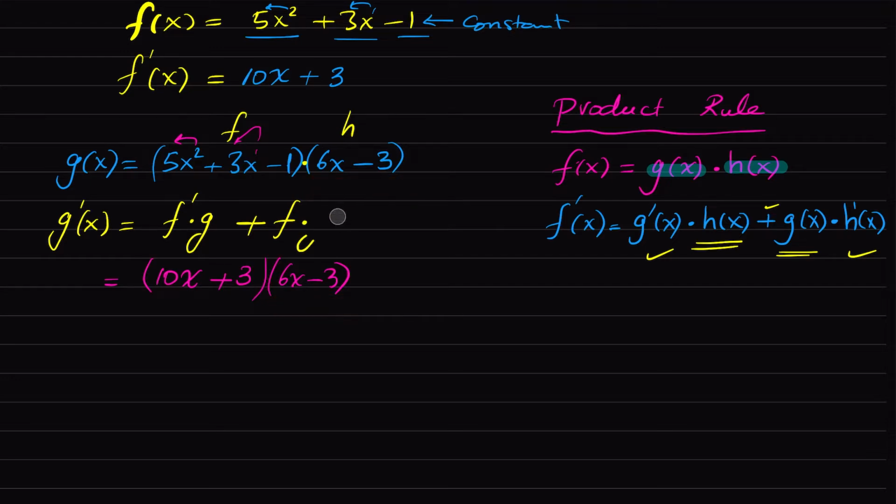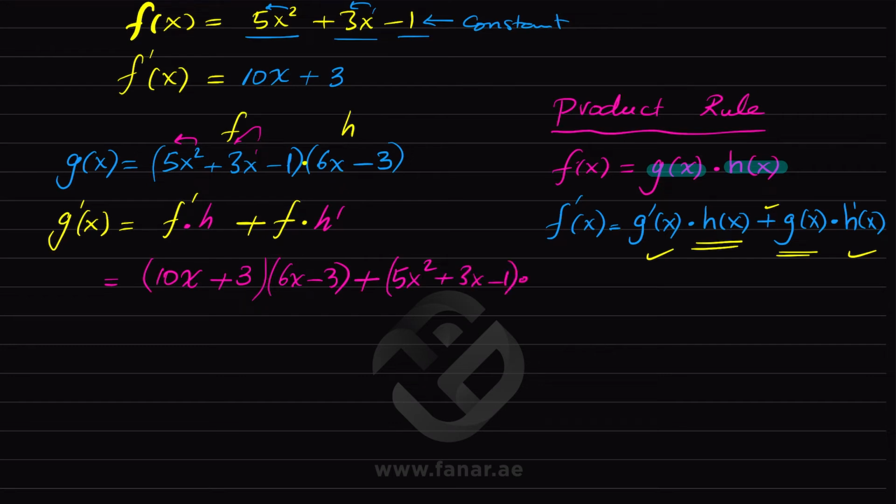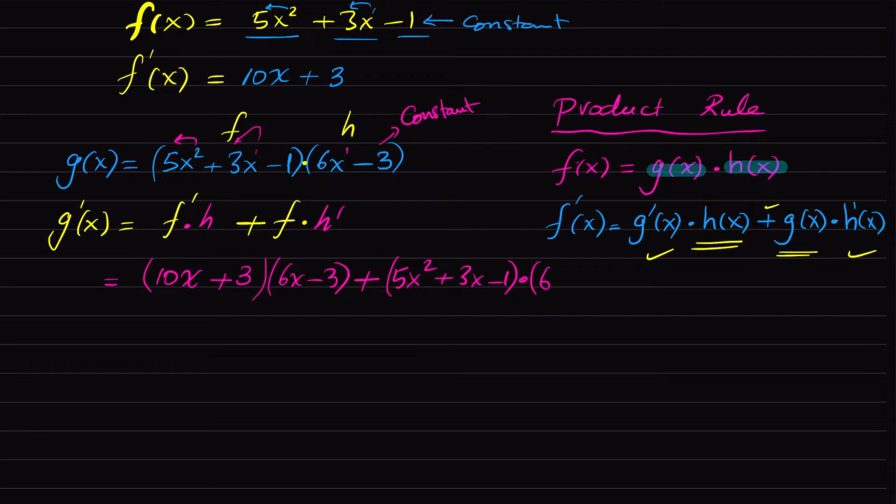So here, since we call it h, this is times h prime. Plus, now we will keep f as it is, 5x squared plus 3x minus 1, multiplied by the derivative of 6x minus 3. So we will do its derivative and write it down here. The power is 1, 1 times 6 is 6, x will be cancelled, 3 is a constant, so its derivative is 0. So this is our g prime of x using the product rule.